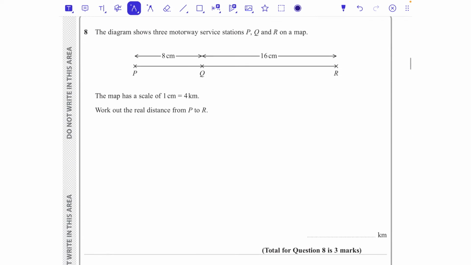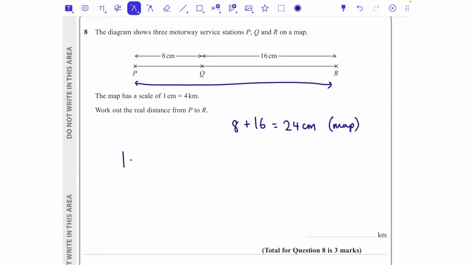The diagram shows 3 motorway service stations P, Q and R on a map. The map has a scale of 1 centimetre on the map is 4 kilometres in real life. So 1 centimetre on the map is 4 kilometres in real life. Work out the real distance from P to R. So we can see that P to R is 8 add 16, so 24 centimetres on the map.